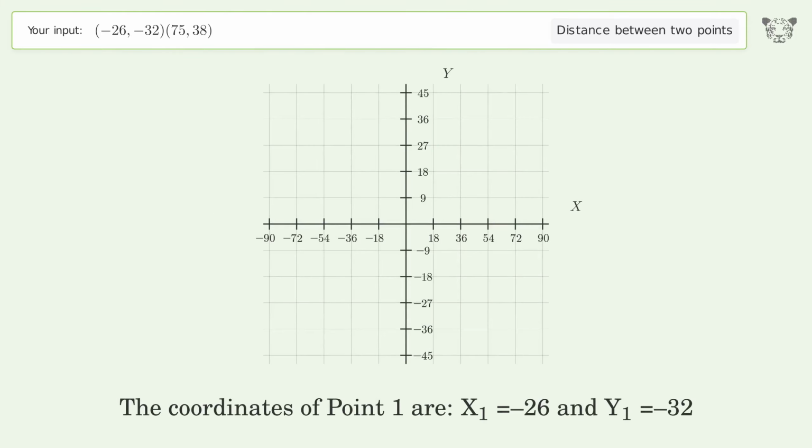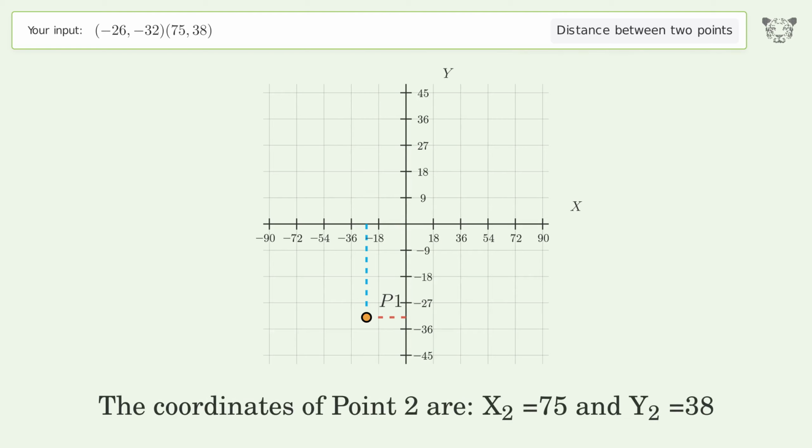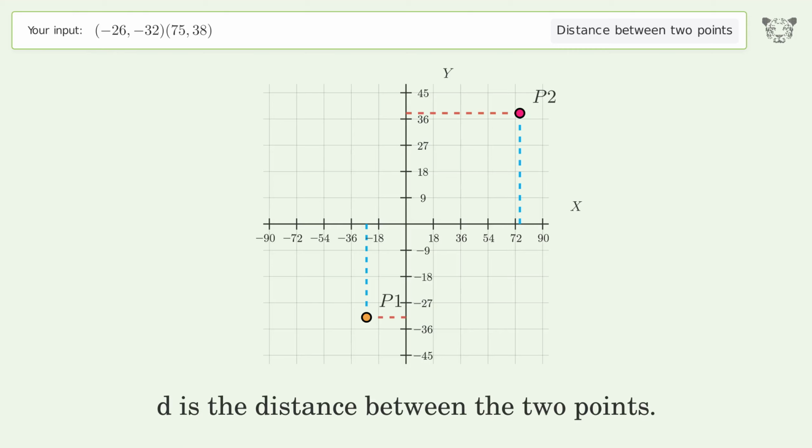The coordinates of point 1 are, x1 equals negative 26 and y1 equals negative 32. The coordinates of point 2 are, x2 equals 75 and y2 equals 38. D is the distance between the 2 points.